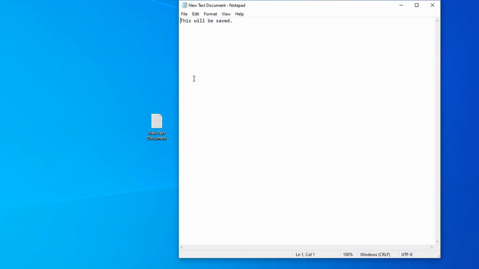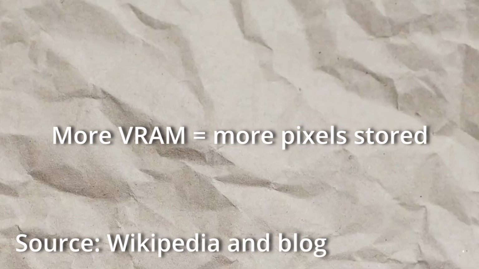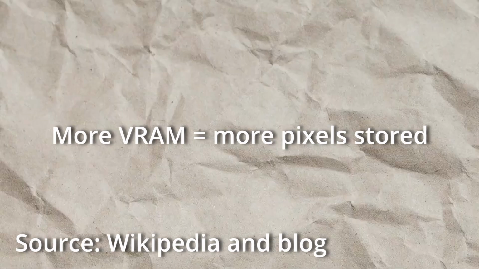That's what VRAM does. Instead of storing text, what you store is pixel data. So the more VRAM a GPU has, the more pixels it can store at once. The more pixels it can store at once, the higher definition your gaming experience will be.